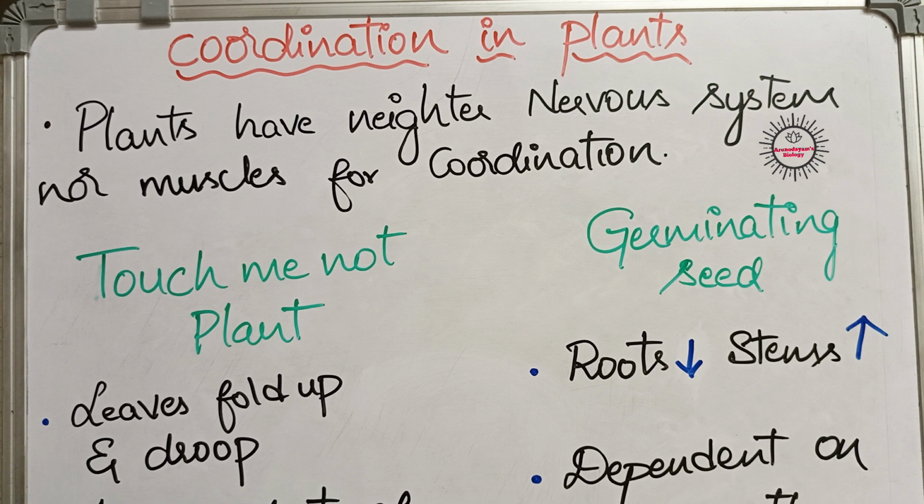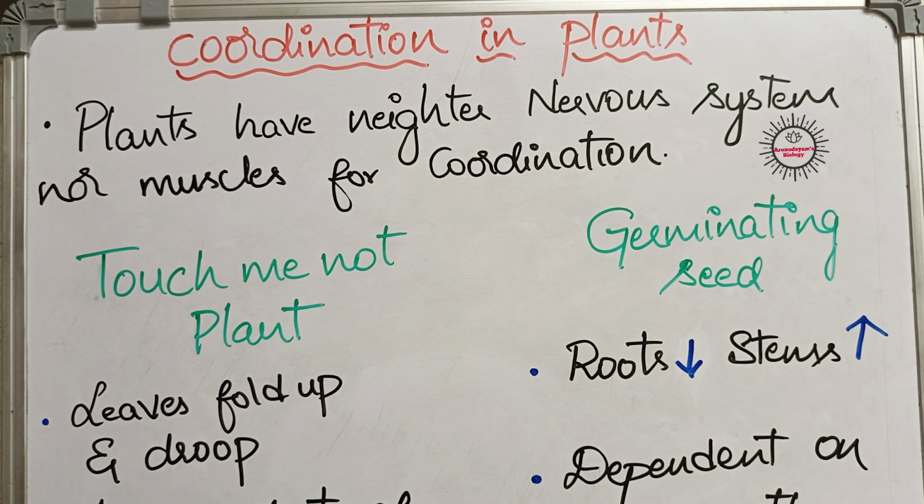So far we are learning about coordination in case of animals, isn't it? In case of animals, they have a nervous system and a muscular system. With the help of these two systems, the animals respond to the stimulus and bring all the organs of their body into control, into coordination.